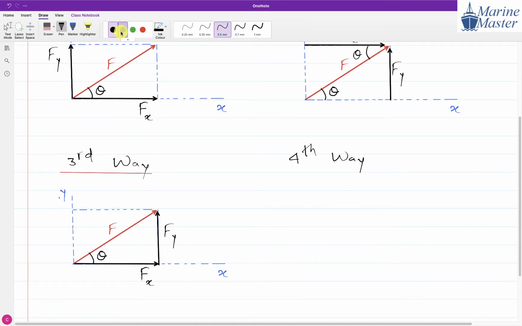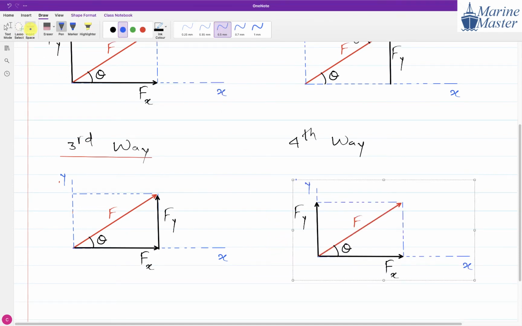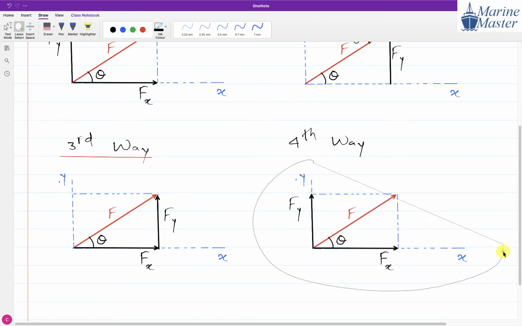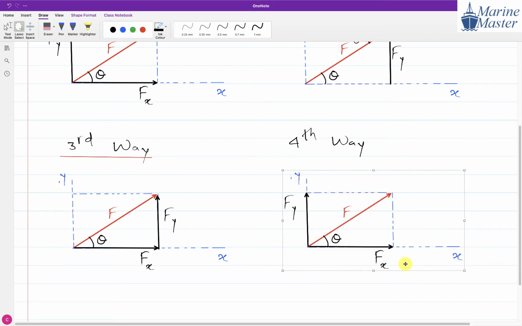Now what will be the fourth way? So I am going to copy the same drawing once again for the fourth way. Just have a look at this drawing. So instead of showing Fx here, what we are going to do, just observe this drawing. We are going to shift Fx here.